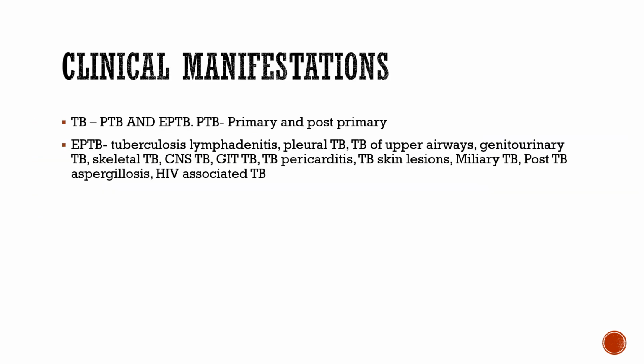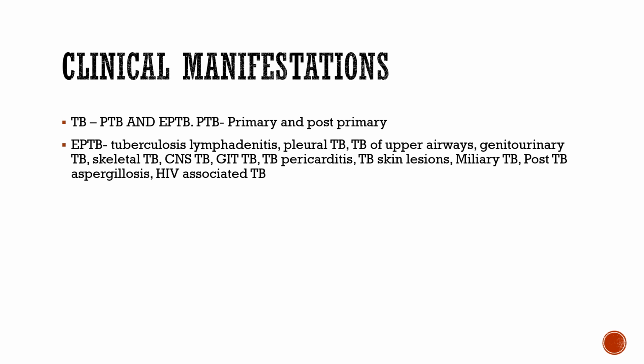Next is the clinical manifestation. TB is divided into two forms. One is pulmonary TB, the other one is extrapulmonary TB. The pulmonary TB is further divided into primary TB and post-primary TB. Now, the extrapulmonary TB has various sorts of TB in it. It would be tuberculous lymphadenitis.